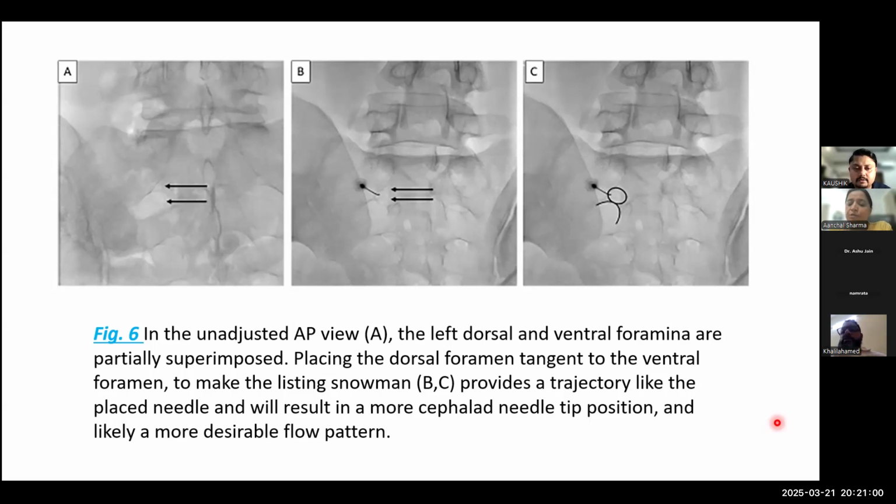Thank you, sir. Thank you, sir. Dr. Dhruv, do you have any additional comments or any information to add? Yes, good evening.